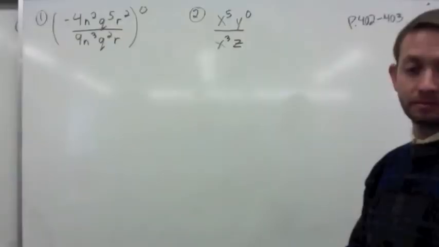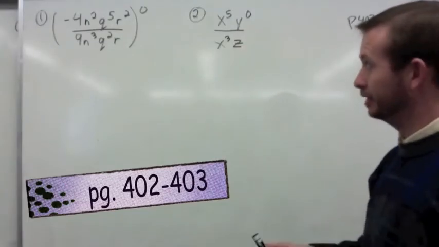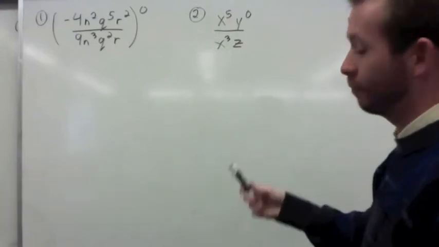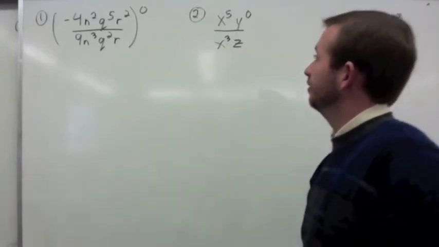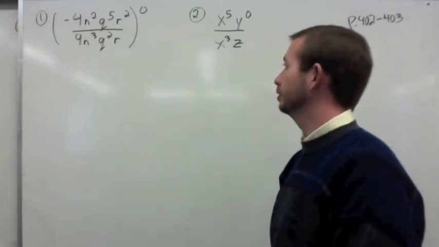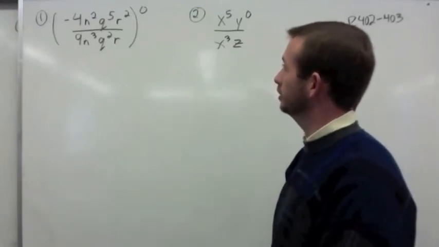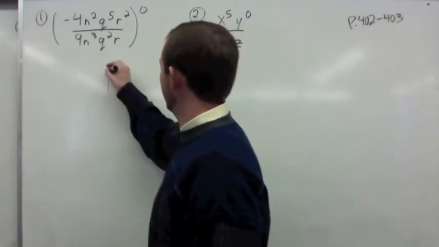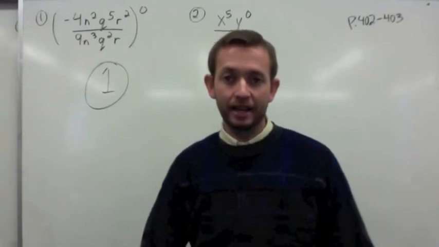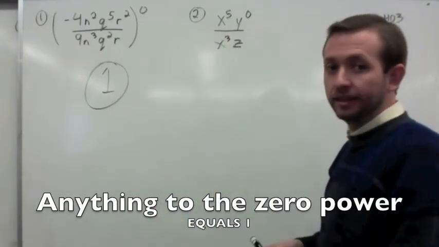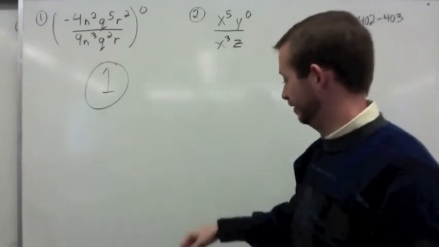Okay? Alright, classic class, we're going to give you a few examples before we send you on the road to do your job. So here we go. Negative 4n squared q5 r squared over 9n cubed q squared r. Oh man, there's so much going on in this. And what is the answer? 1. Why? 0 power. Game over. Anything to the 0 power equals 1. Doesn't matter what that stuff is inside.